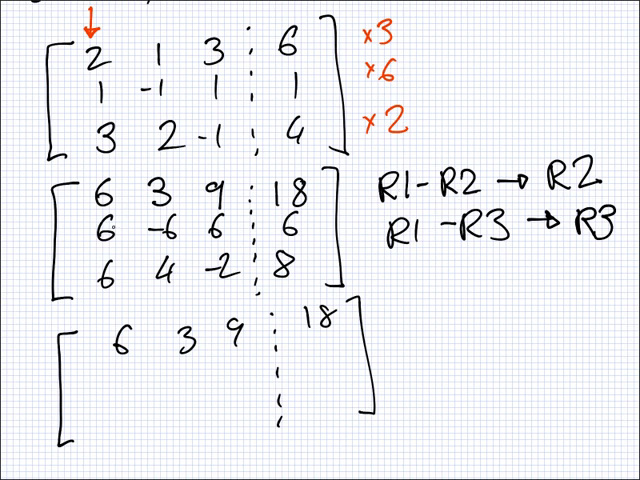6 minus 6, 0. 3 minus minus 6, 9. 9 minus 6, 3. 18 minus 6, 12, isn't it? Yes, 12. Right, and now row 1 minus row 3, put the answer on 3. 6 minus 6, 0. 3 minus 4, minus 1.